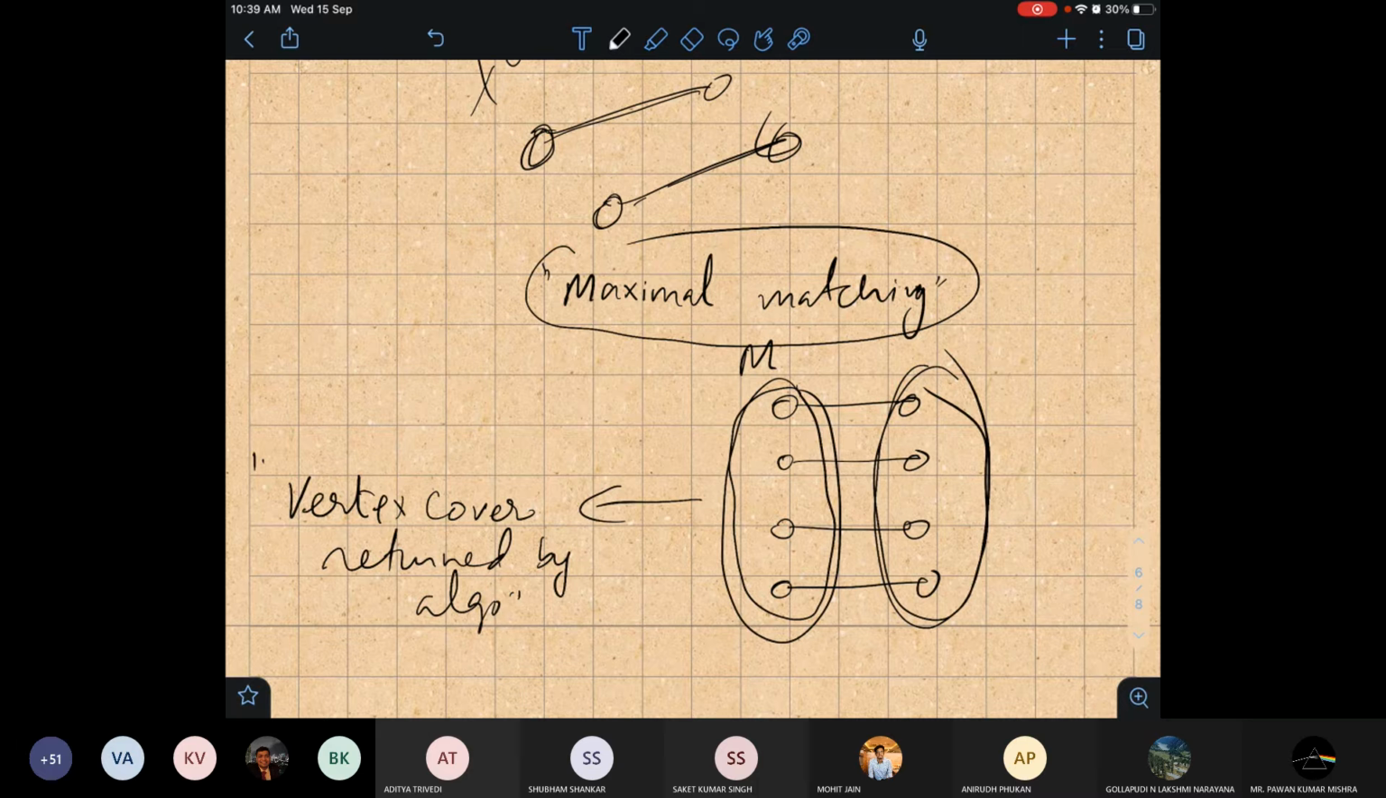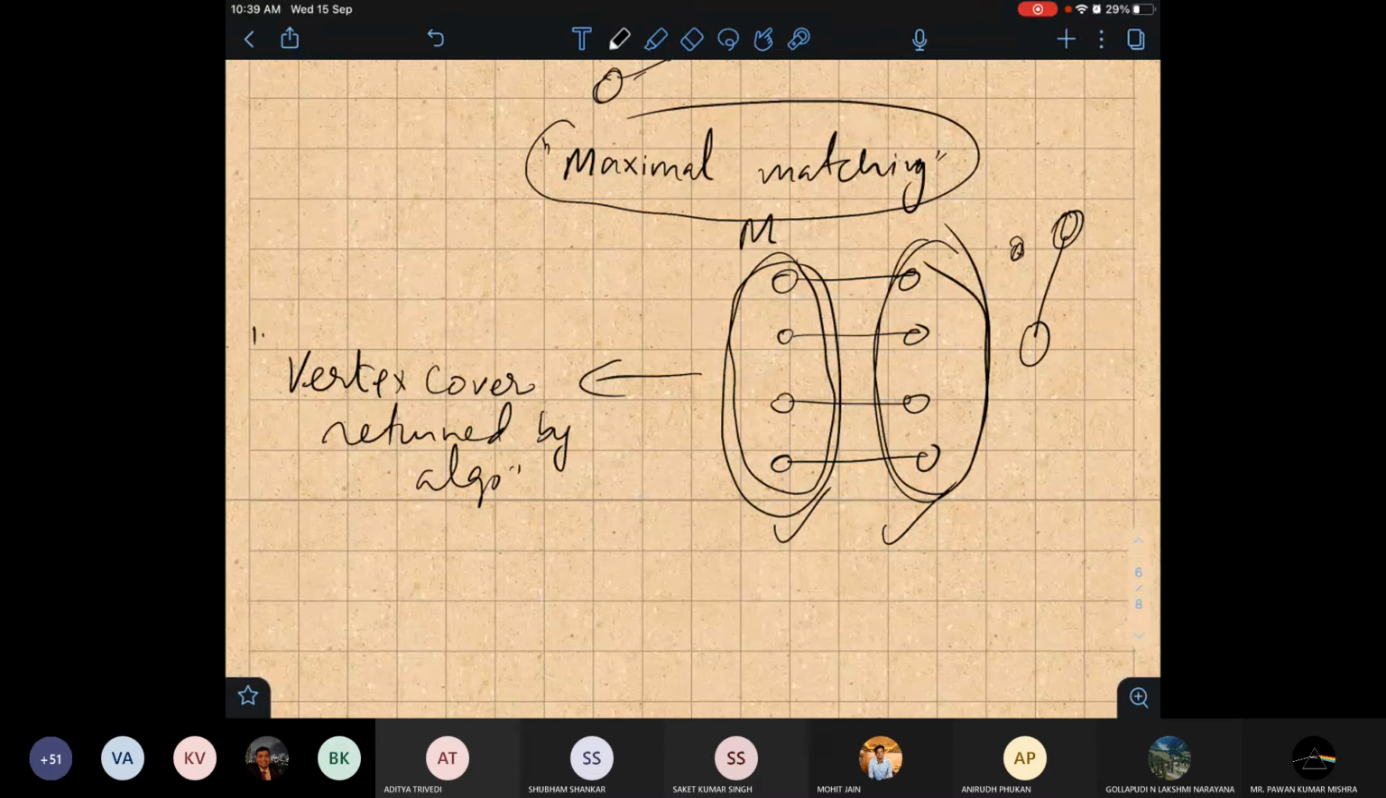One can see why it is a vertex cover. Suppose it is not a vertex cover. That means there is an edge which is not covered by the set of nodes which I have picked. So this edge will be something here, and I can put this edge in our maximal matching. This is a proof by contradiction, a simple proof.